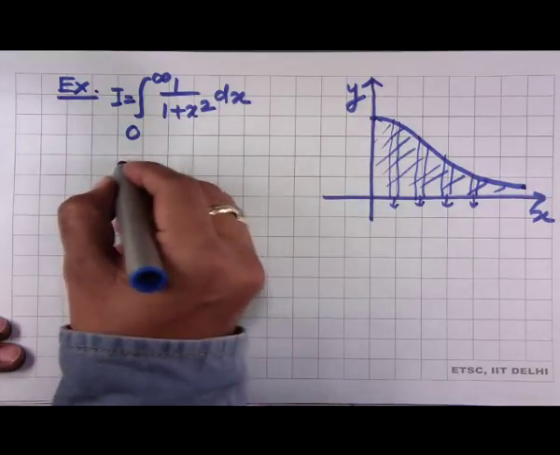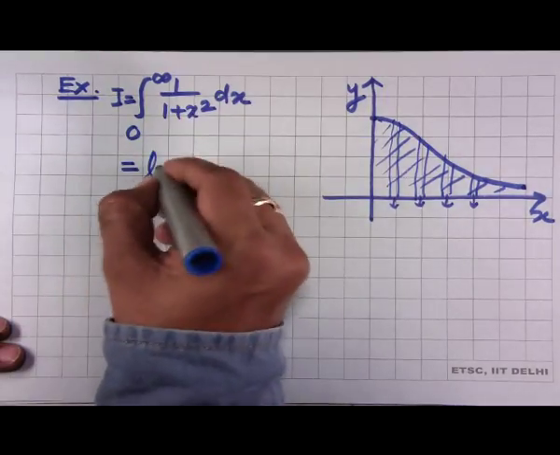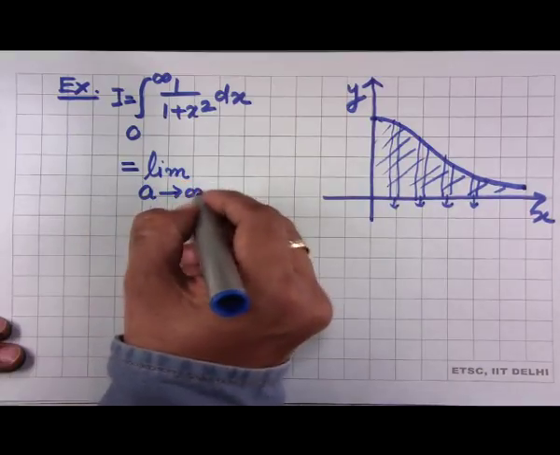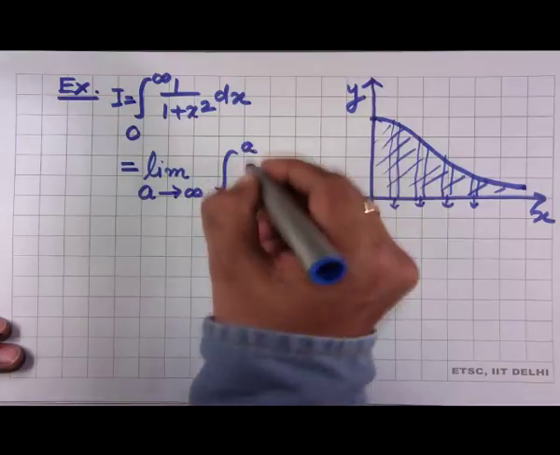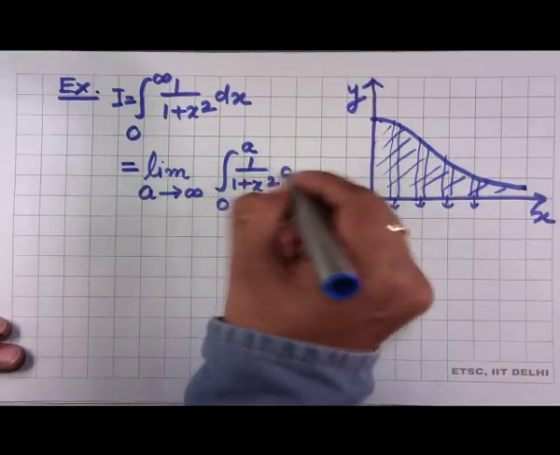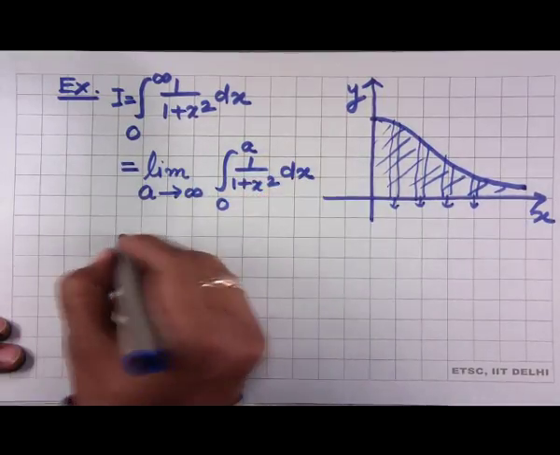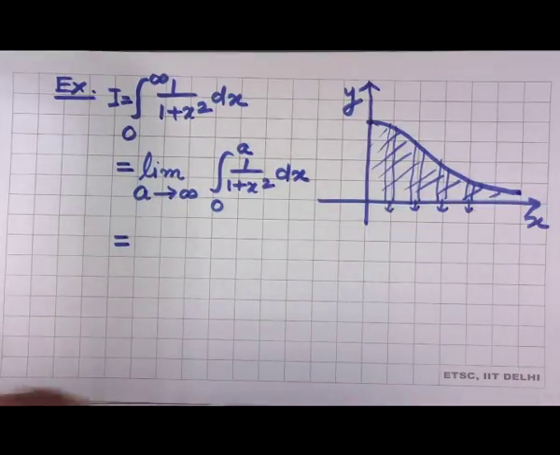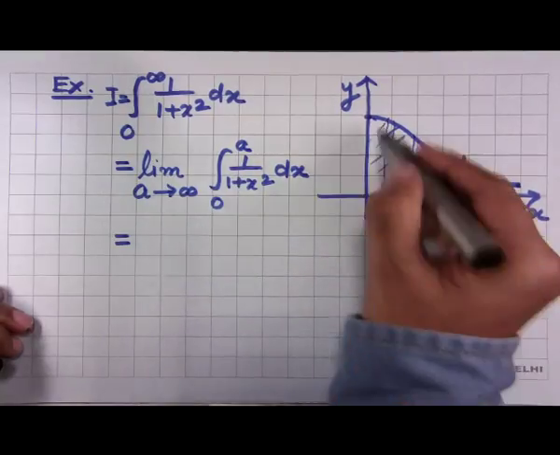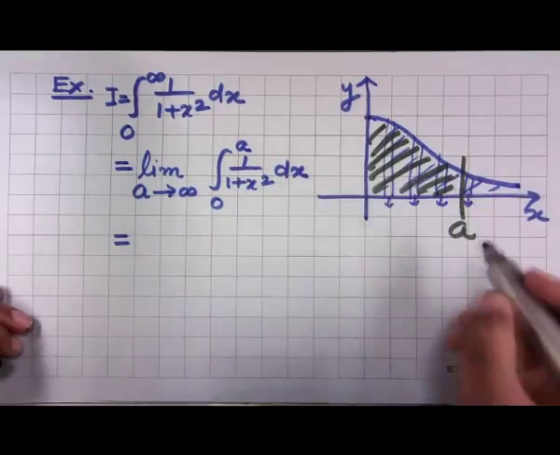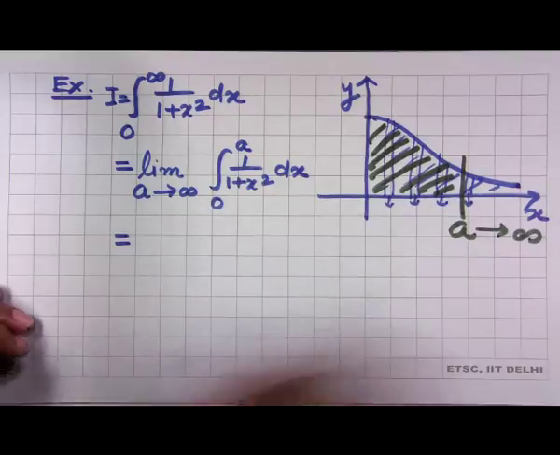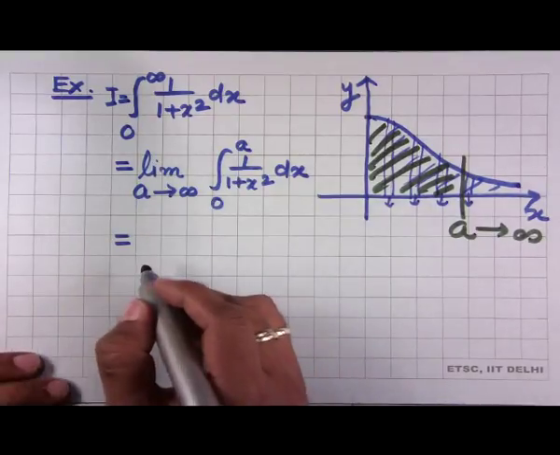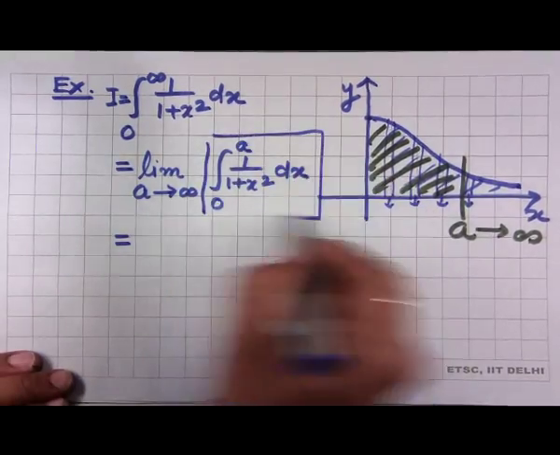So, what we do, there is a very simple trick. We just write 0 to a, 1 by 1 plus x square dx. Since now a is finite, we have taken some value a here, and we integrate this area. Finally, we take the limit of a tends to infinity, and then the final value of the integral is computed, and the theory for this is well developed.